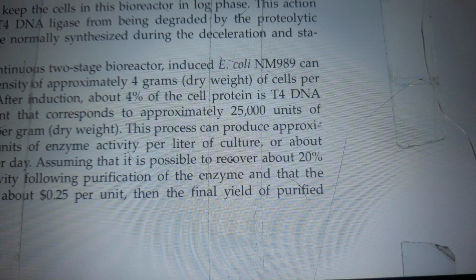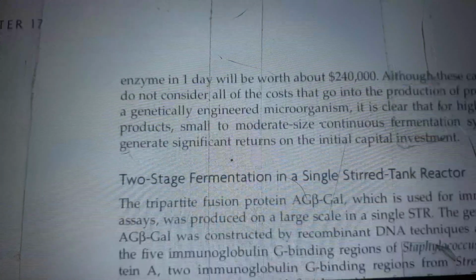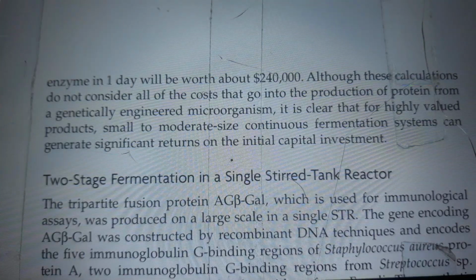This process can produce approximately 100,000 units of enzyme activity per liter of culture, or about 4.8 million units per day, assuming that it is possible to recover about 20% of the initial activity following purification of the enzyme, and that the enzyme sells for about $0.25 per unit, the final yield of purified enzyme in one day will be worth about $240,000.